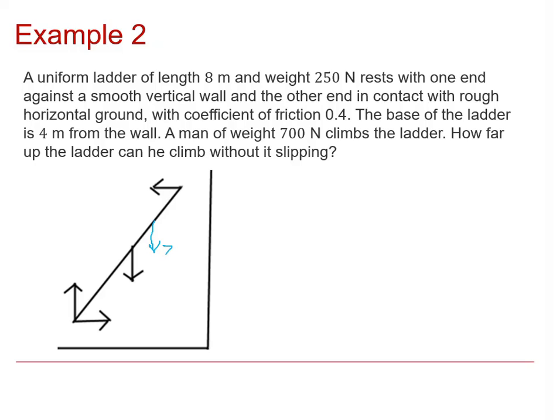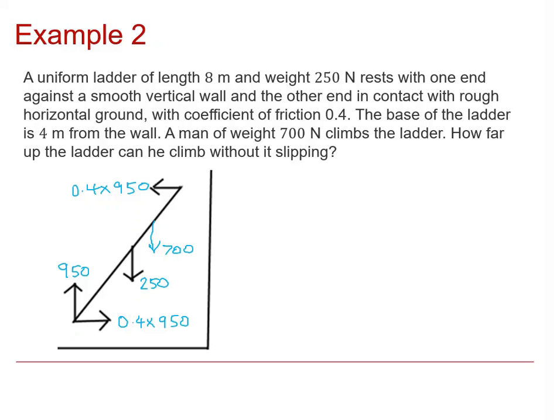So that's our man of weight 700 newtons. We've also got a weight for the ladder of 250 newtons acting at the halfway point. And if we resolve vertically as we did in the last question, it's easy to see that the reaction at the floor will be 950. Now, since we're assuming it's on the point of slipping, we'll have a friction force of 0.4 times 950, because the coefficient of friction is 0.4. And now resolving horizontally, that same force will be equal to the reaction from the wall.